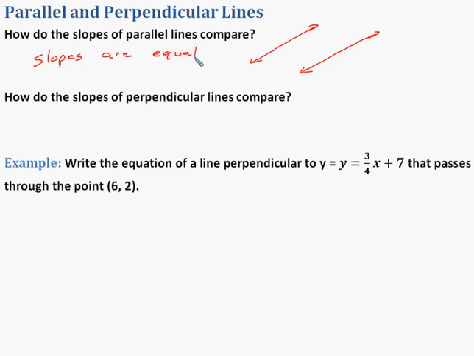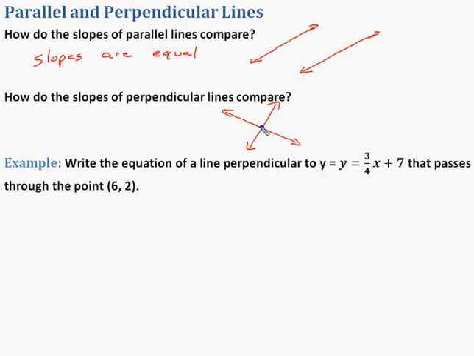So if we have two lines that we know are parallel, if we know one of the slopes, we also know the other slope. The next one is a little harder to tell, but if we have perpendicular lines, what's true about their slopes? Well, let's just kind of look at this.